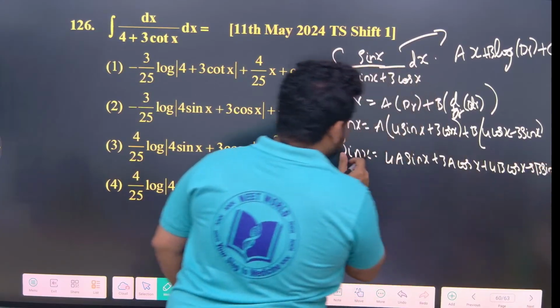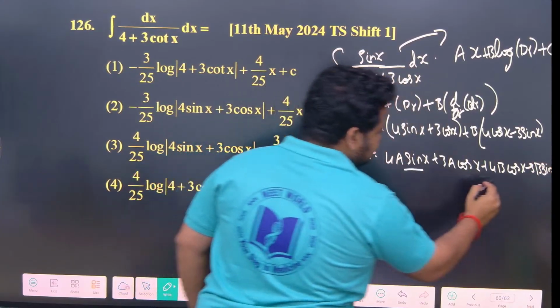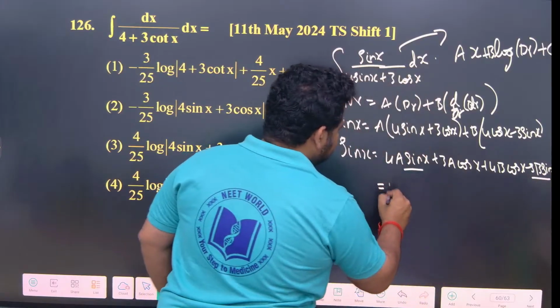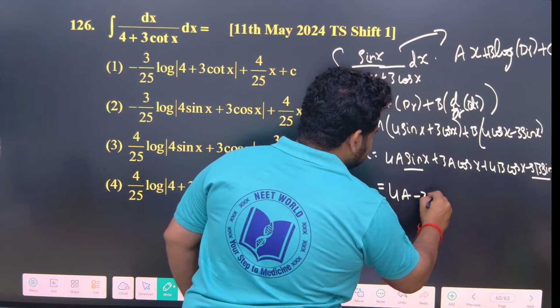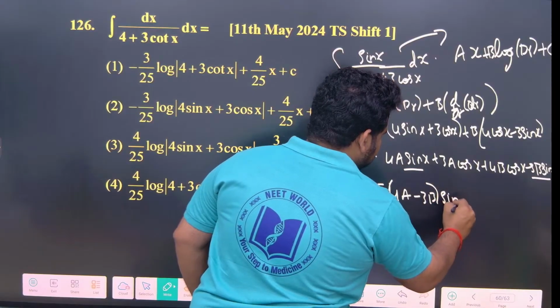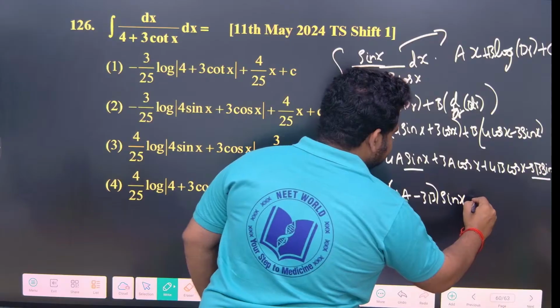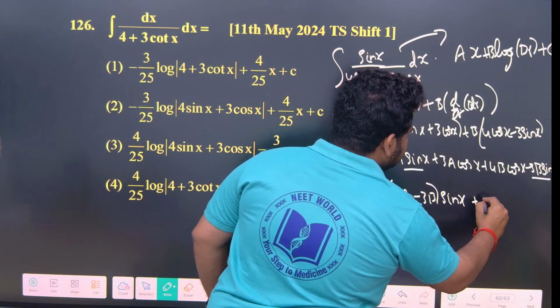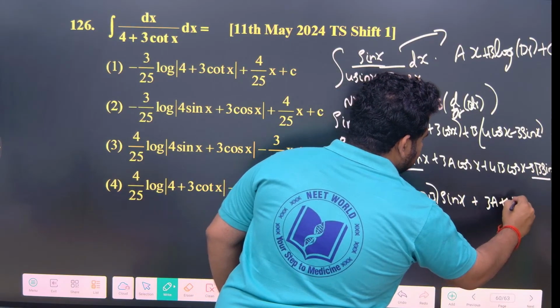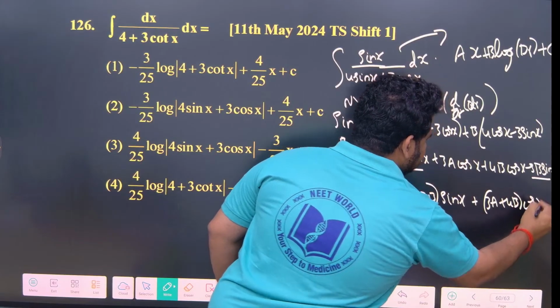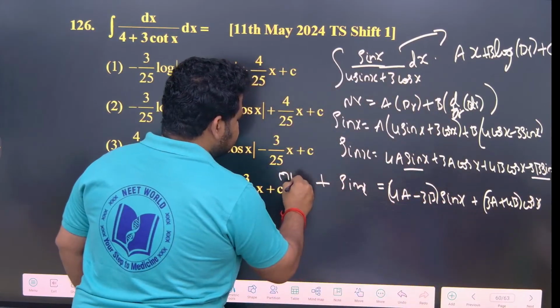Now here we are having sin x. Let us see for sin x: sin x is there here, and here also sin x is there. So this will be 4a minus 3b times sin x. And for cos x, this is plus 3a plus 4b times cos x. Here there is no cos x, which means I can write 0 cos x.